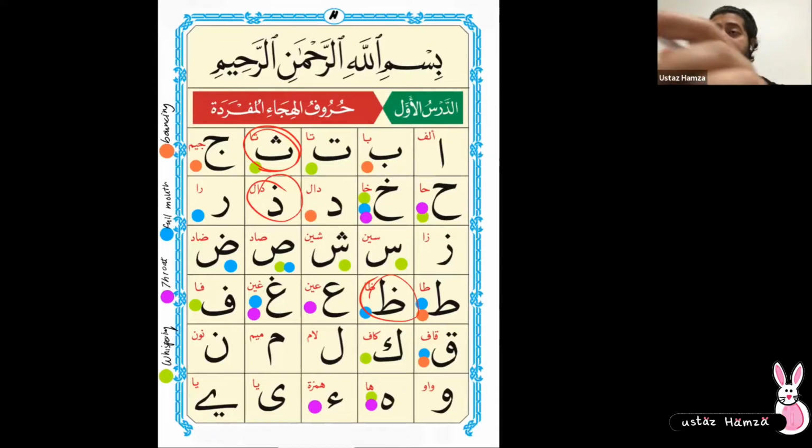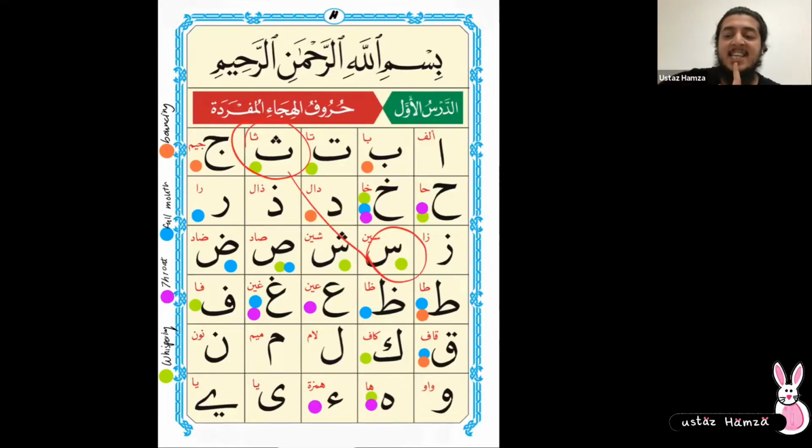Now, of course, we have a bit of confusion here because some people mix these letters with other letters. So some people will mix tha with seen, something to notice. Tha, your tongue against your upper teeth. Seen, there is no tongue involved here. You have to close your teeth like this. Seen, okay? Keep that in mind.